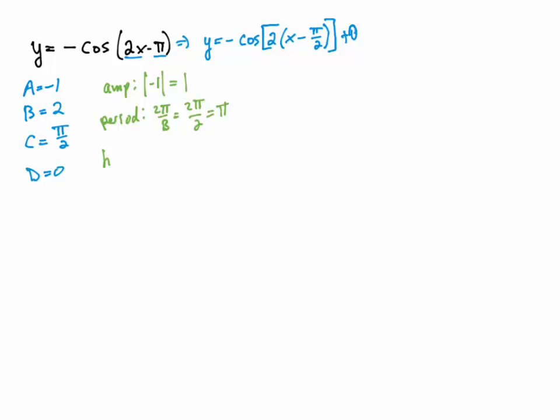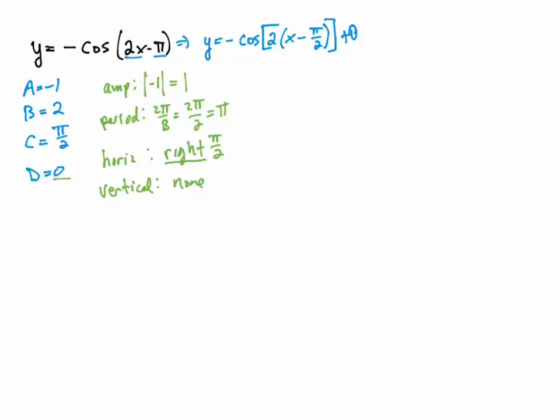That c value tells us we're going to have a horizontal shift. We're going to go right pi over 2 units. It's not enough just to say pi over 2. We need to say which direction this is going in. And then vertical shift, we have none. No vertical shift because we have 0 here.